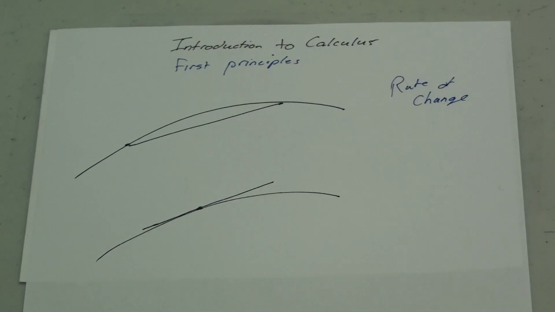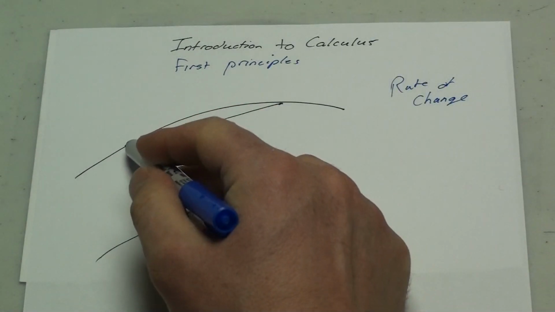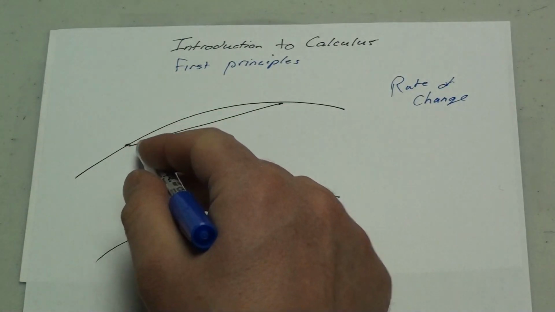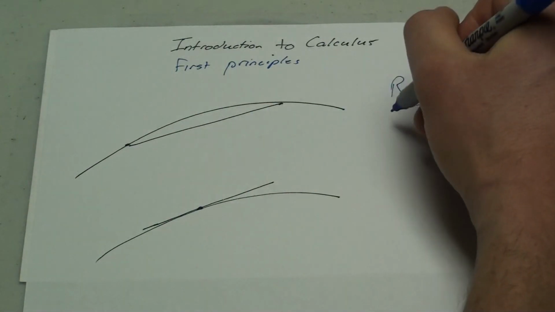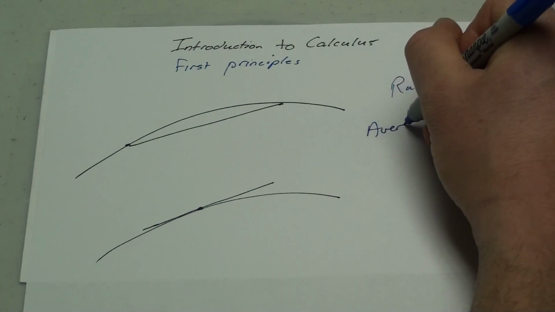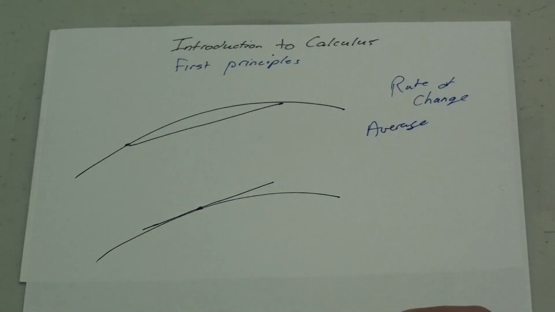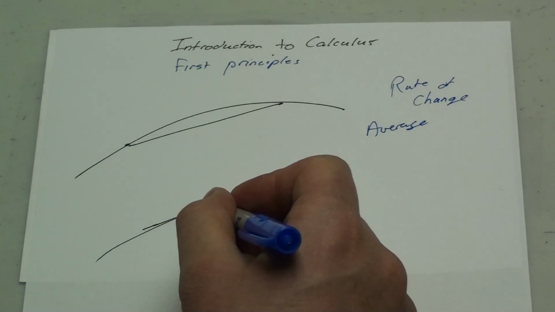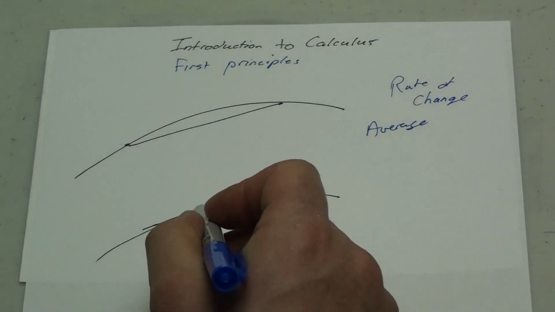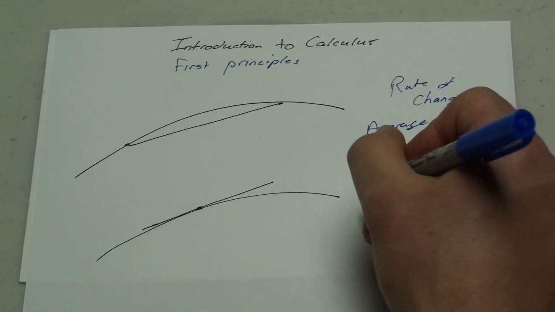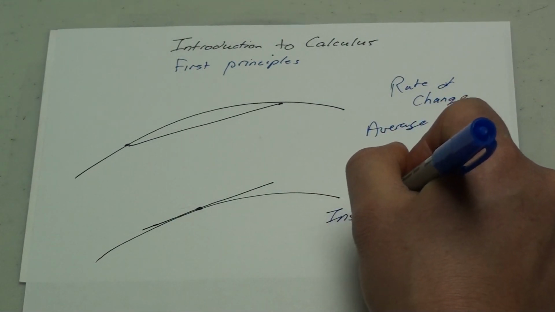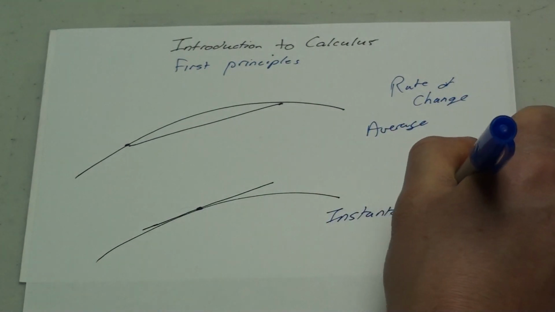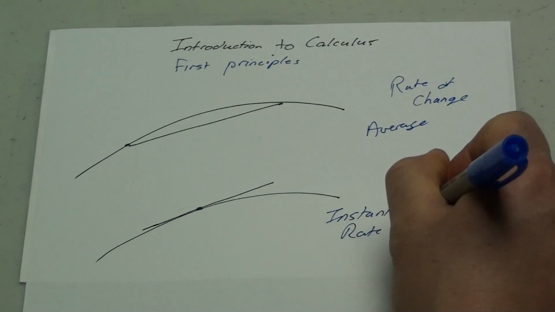Now there's two different types of rates of change. If you're taking between two different points, and I draw a straight line, that's going to give me my average rate of change. But in calculus, I want to look at just the slope at a single point, the point along the curve at an individual point. And that's going to become my instantaneous rate of change.